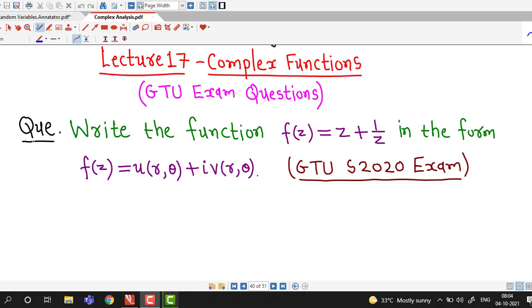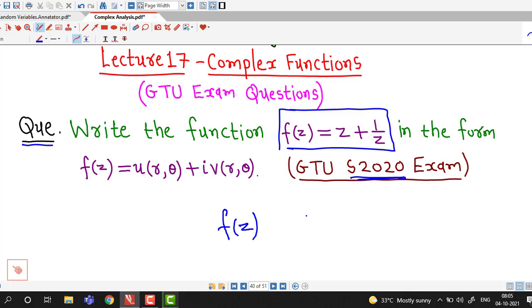In this lecture we are going to discuss one more problem on complex functions which was asked in the GTU Summer 2020 exam. So the question is about finding the real and imaginary parts of a complex function, but in terms of polar coordinates r and theta.